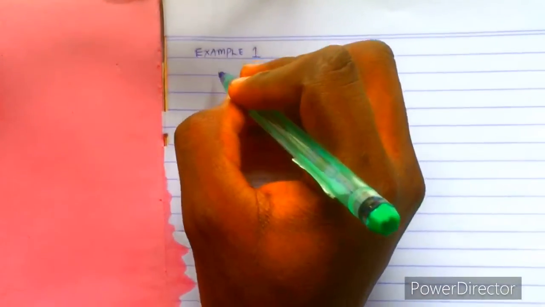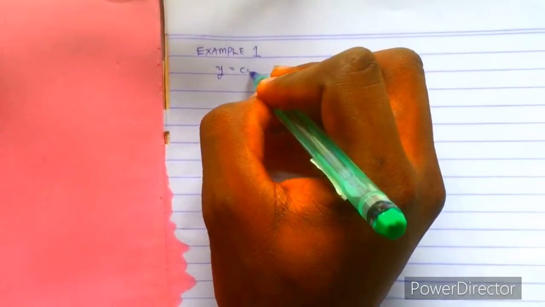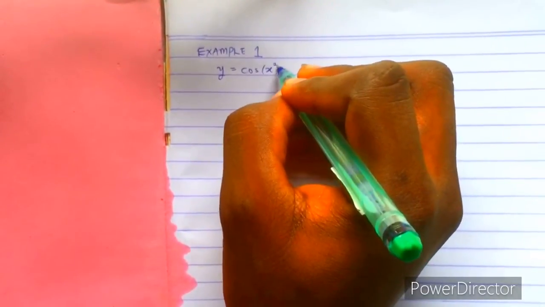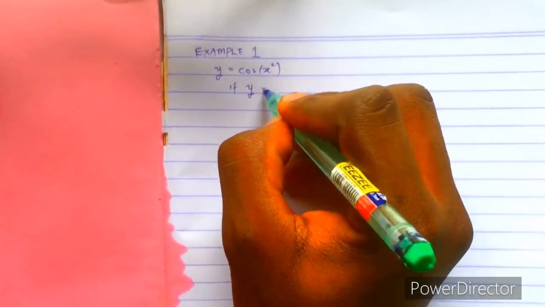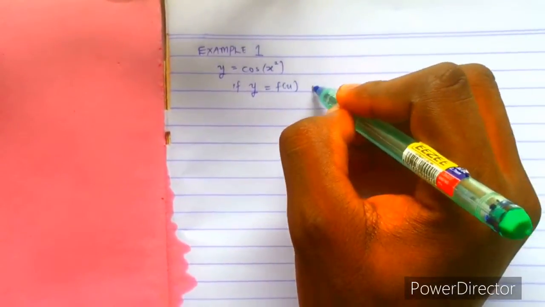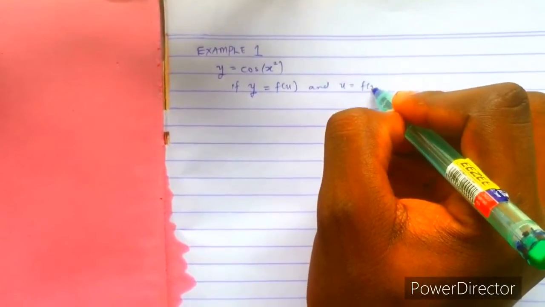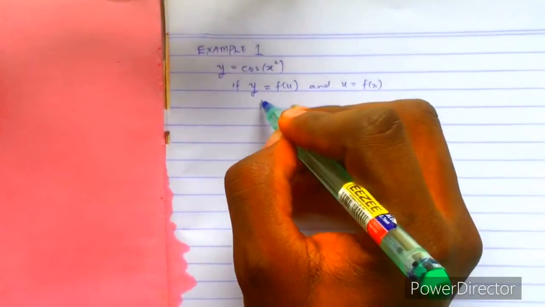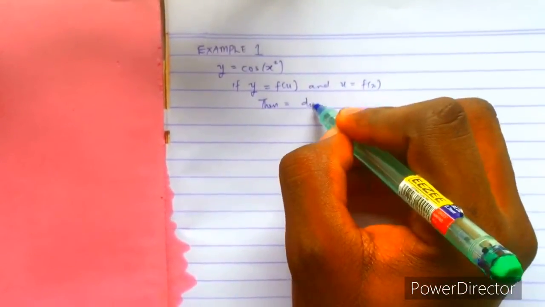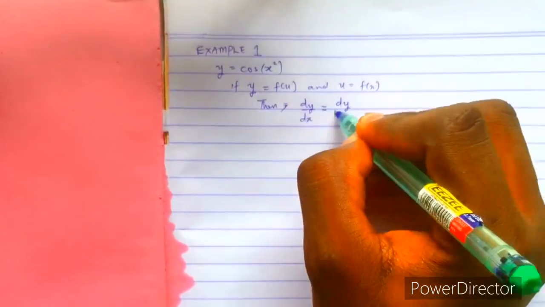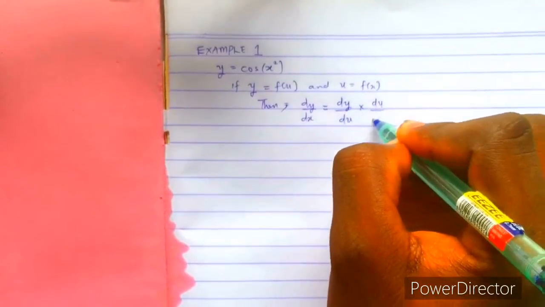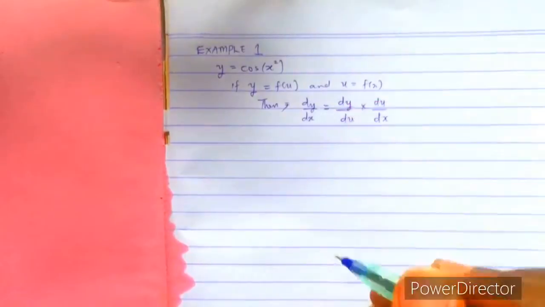Alright, so we have y equals cos x squared, and this is another function of a function. Now in function of a function, we already know that if y equals f of u and u equals f of x, then to simply put it, dy/dx is equal to dy/du multiplied by du/dx. It's still the same thing, because if you cancel the du, that's dy/dx.